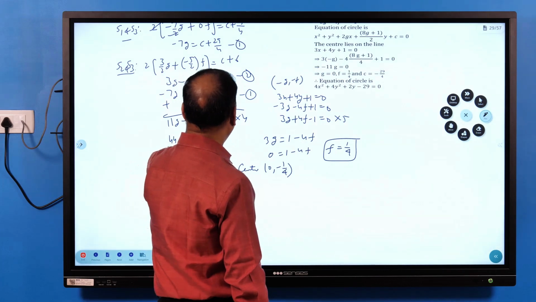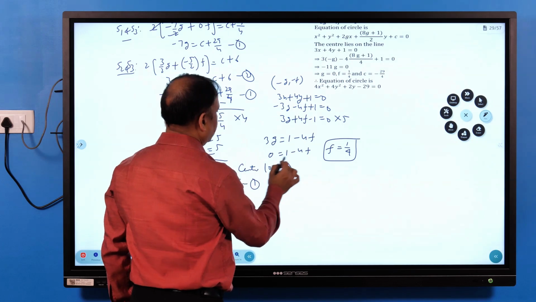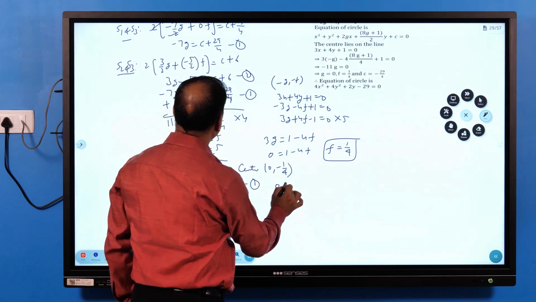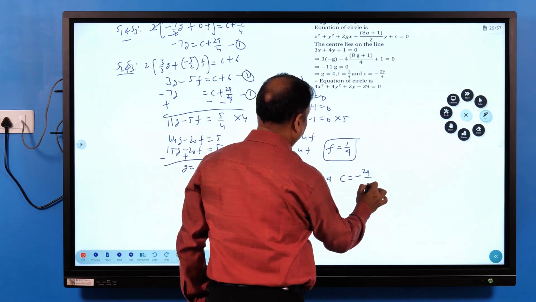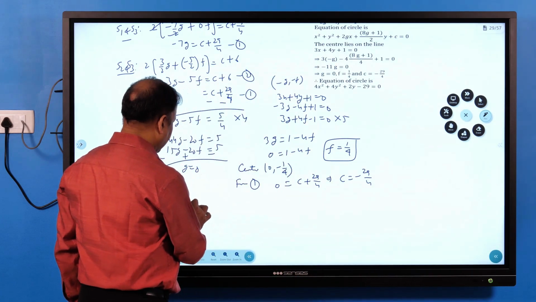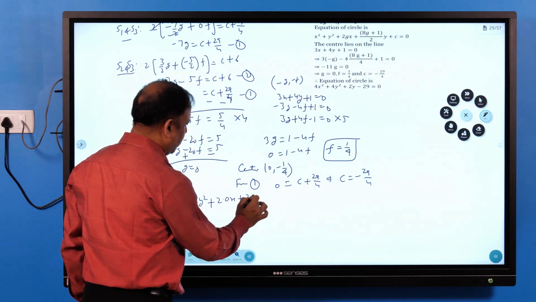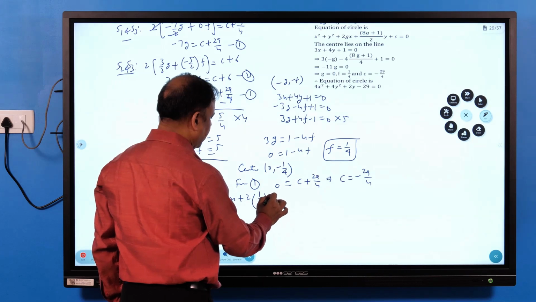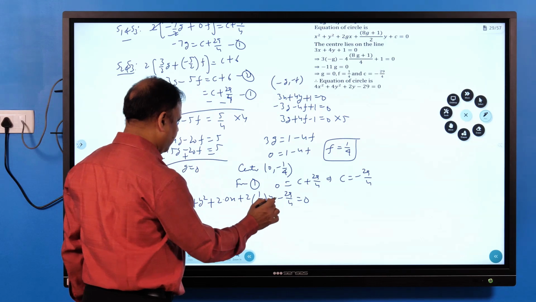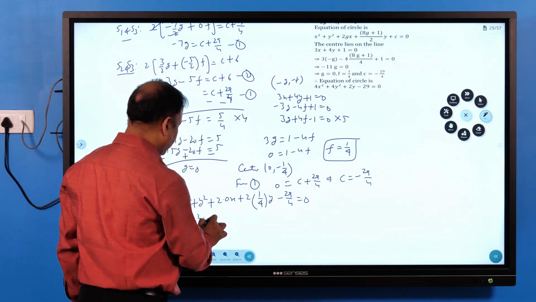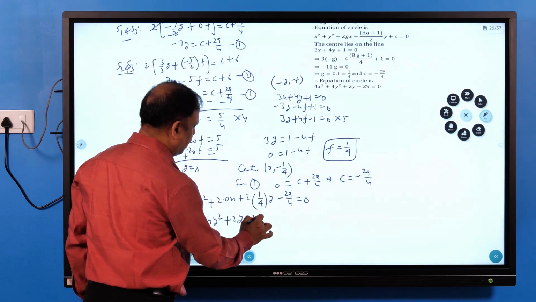Now this value you can put in either equation 1 or 2. From equation number 1, g is 0. So 0 is equal to c plus 29 upon 4. This gives us c is equal to minus 29 upon 4. So equation of circle will be x square plus y squared plus 2gx, that is 0, plus 2fy. f is how much? 1 upon 4, y plus c, minus 29 upon 4 is equal to 0. So multiply by 4, you will get 4x squared plus 4y squared plus 2y minus 29 is equal to 0.